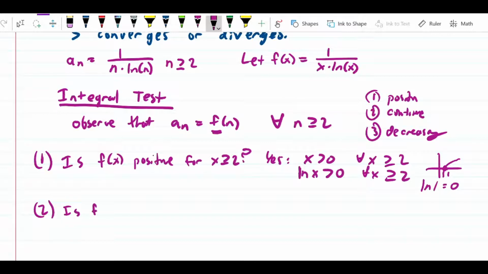Now we can ask, is f continuous for x greater than or equal to 2? The answer is yes. We know this. I'm not going to write out the explanation, but we know how to combine continuous functions to produce a continuous function. This was something we all learned in Calc 1. If I have two continuous functions and I multiply them, the result is also continuous. If I have two continuous functions and I divide one by the other, the result is always continuous as long as the denominator is not 0.